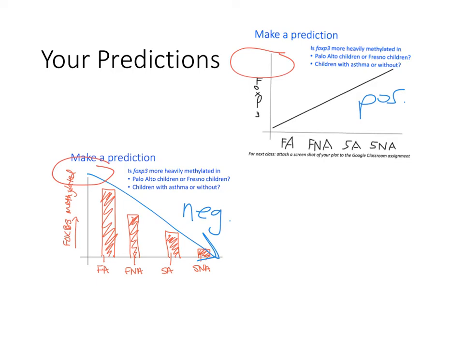So if there's high FOXP3 methylation, how should that correlate with asthma? High methylation means what? Yes. More methylation means asthma symptoms. And that's because more methylation means less FOXP3, which means less T regulatory cells, which means less control over those asthma-producing cells. So which of those graphs gives us that relationship? Bottom right, bottom left, or top right? Bottom left. Where we've got high levels of methylation would correlate in individuals in Fresno that have asthma.